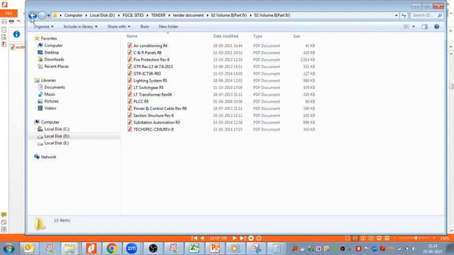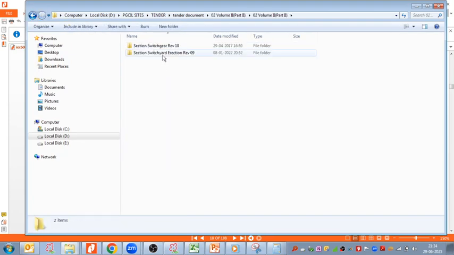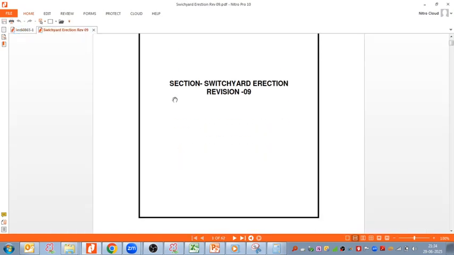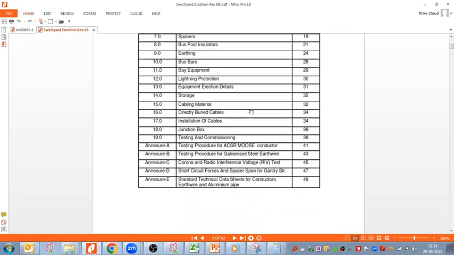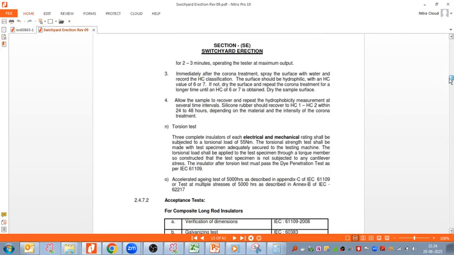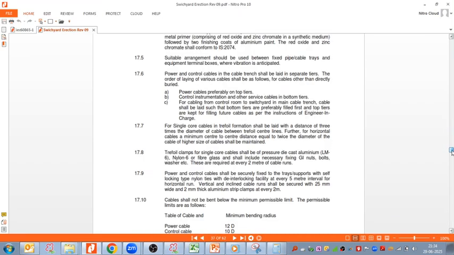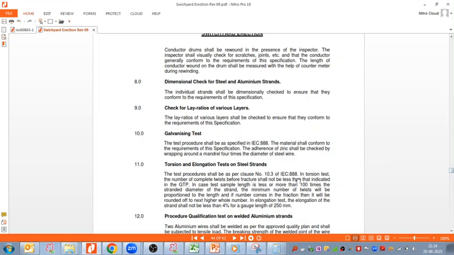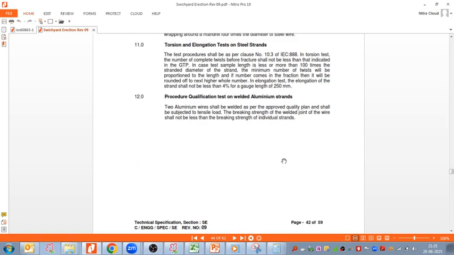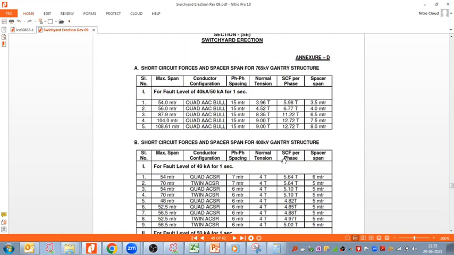the switchyard erection specification, Revision 9, there could be more revisions. This is the grid erection specification for hardware and other lot items, not the main equipment items, but things like earthing conductor, insulator, flexible conductor, and tube. For that they have given some standard recommendations.